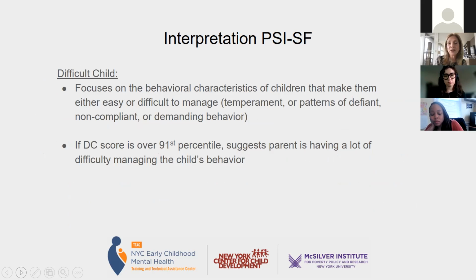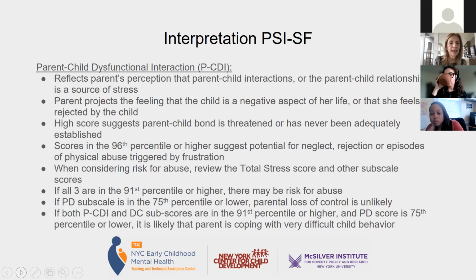If the difficult child score is above the 91st percentile, that suggests that the parent is in fact having a lot of difficulty managing the child's behavior. And we may be looking at a child who's not easy to manage, either due to temperament or activity level or other behavioral concerns. Okay.